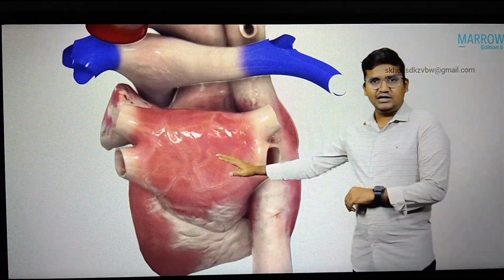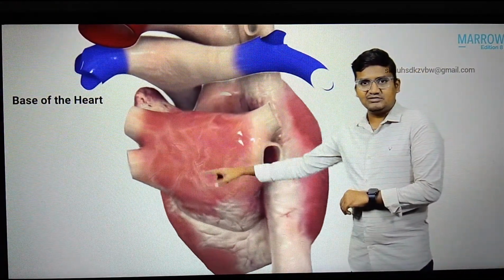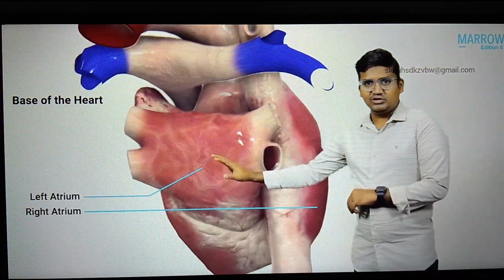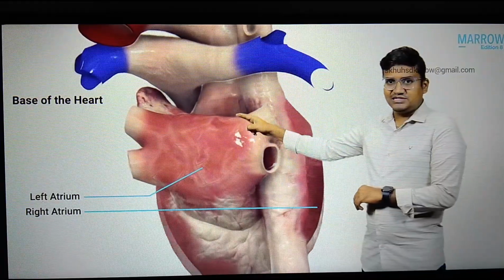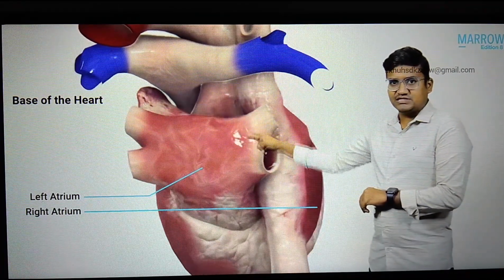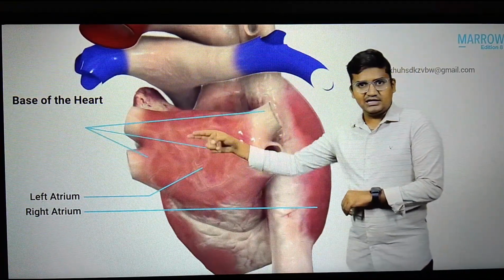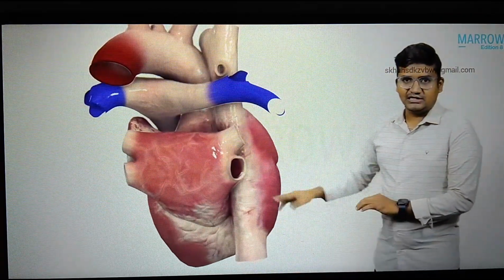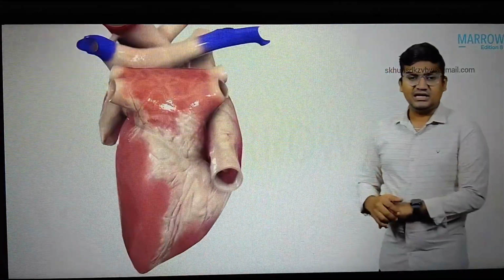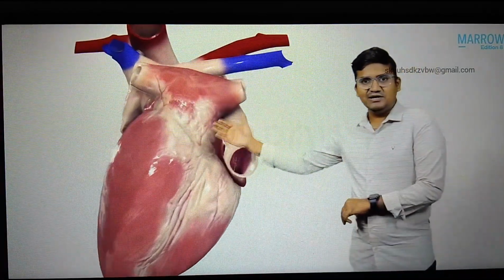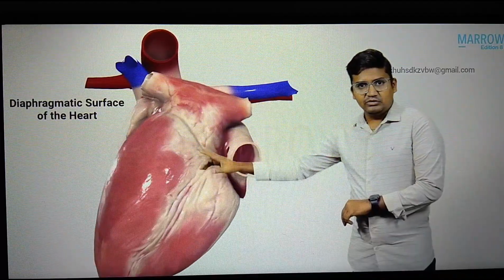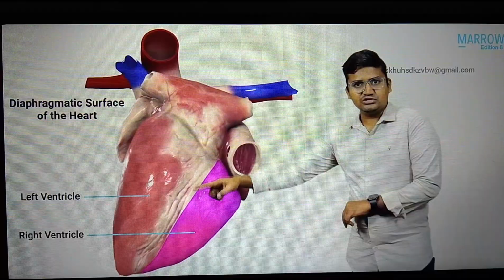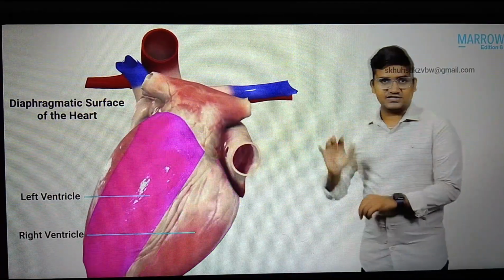Now this is the base of the heart. Now the base of the heart is formed by our left atrium and also the right atrium. Major contribution for the base, left atrium only. Now why am I saying left atrium? Because left atrium is receiving the four pulmonary veins. This vein, this vein, this vein and that vein. You are seeing the four pulmonary veins opening into the left atrium. Okay, that is the base of the heart. Right. Now we are seeing the diaphragmatic surface here. This is a diaphragmatic surface which is mainly formed by our left ventricle and also by our right ventricle. So these two ventricles will form the diaphragmatic surface.